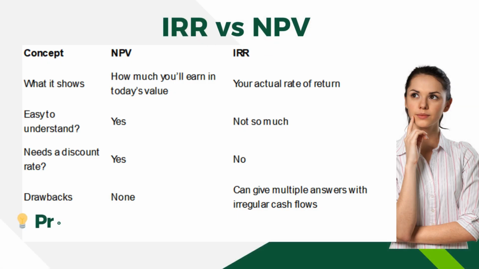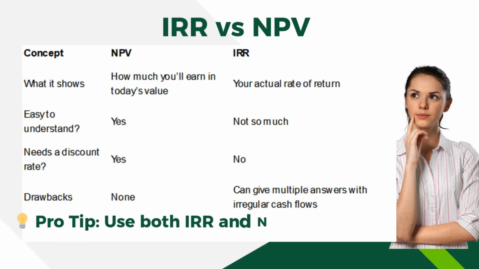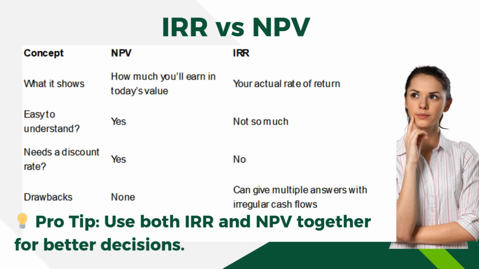IRR versus NPV? Which one should I use? Both tools help you answer the same question: should I invest or not? But they work in different ways. What it shows: NPV, how much you'll earn in today's value; IRR, your actual rate of return. Easy to understand? NPV yes, IRR not so much. Needs a discount rate? NPV yes, IRR no. Drawbacks? NPV none. IRR can give multiple answers with irregular cash flows. Pro tip: use both IRR and NPV together for better decisions.